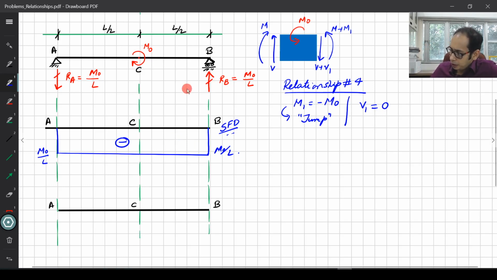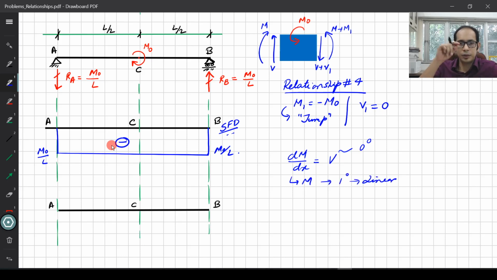For the moment, I know my relationship is dM/dx equals V, right? And here I have a point of discontinuity in the moment at the point C. Before or after C, it doesn't matter, your shear force diagram is constant, a straight line. So that tells me my moment must be degree 1, which means it must be linear. So you have a linear line.